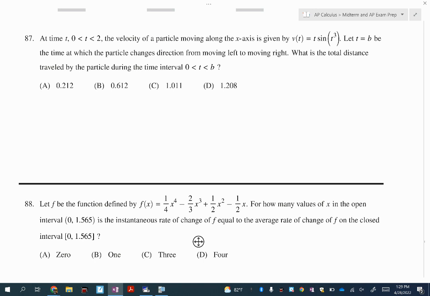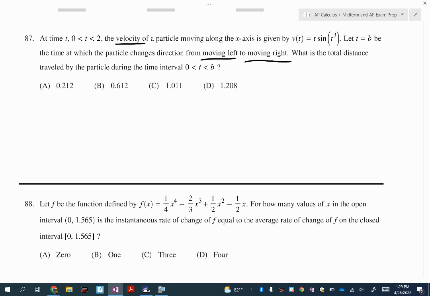Okay, let's do 87. This one is giving us the velocity of a particle moving along the x-axis given by this function. It says t equals some time b. I don't know what b is yet, we're going to find it, at which the particle changes direction from moving left to moving right. So watch this. Let's graph this velocity. Go back to your calculator.